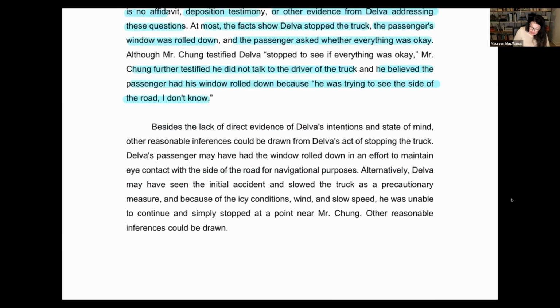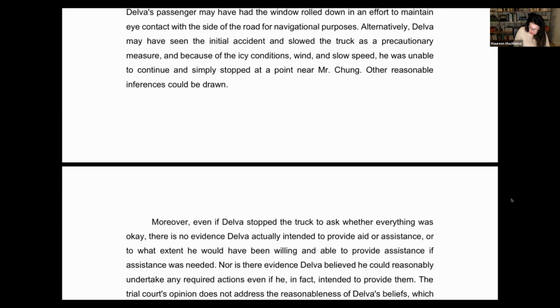Besides the lack of direct evidence of Delva's intentions and state of mind, other reasonable inferences could be drawn from Delva's act of stopping the truck. Delva's passenger may have had the window rolled down in an effort to maintain eye contact with the side of the road for navigational purposes. Alternatively, Delva may have seen the initial accident and slowed the truck as a precautionary measure, and because of the icy conditions, wind, and slow speed, he was unable to continue, simply stopped at a point near Mr. Chung. Other reasonable inferences could be drawn.